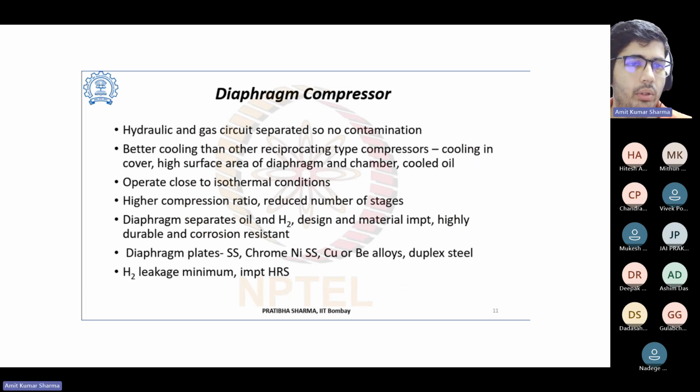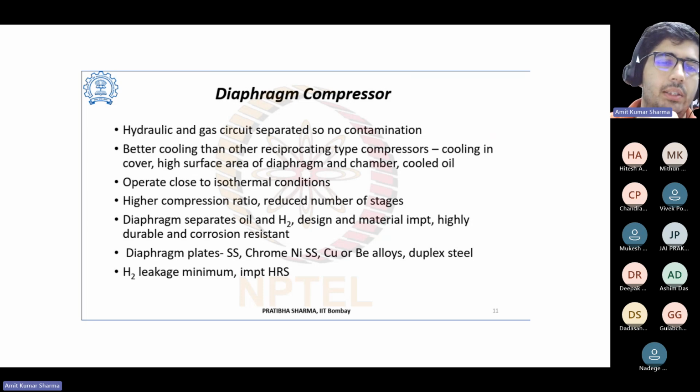So here the hydraulic and the gas circuit are separated, so no contamination. This is the major advantage of the system. Better cooling than other reciprocating compressors. Cooling covers the high surface area of the diaphragm and chamber. Cooled oil you can use. They operate close to isothermal conditions.